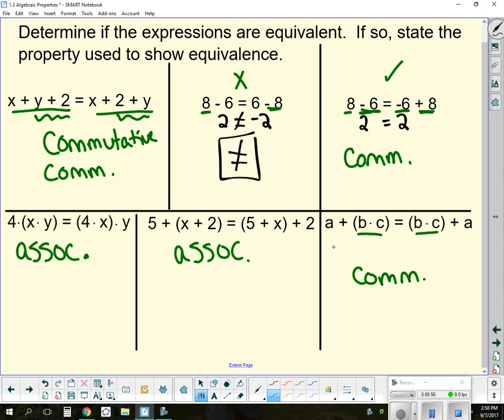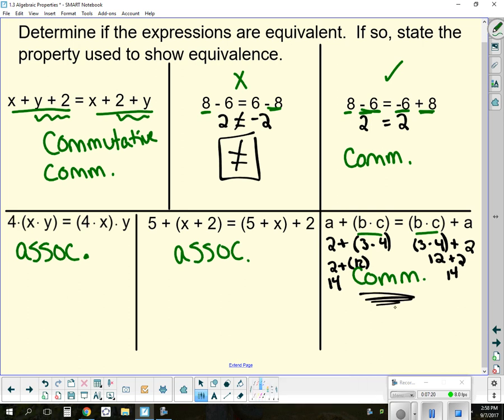Let's let a equal 2. Let's let b equal 3, just picking random numbers. And let's let c equal 4. So I have 2 plus 3 times 4 is 12. 2 plus 12 is 14. Over here, 3 times 4 is 12. 12 plus 2 is 14. So sure enough, they are equal, and it is commutative property of addition. So even though we had multiplication happening, it's the addition commutative property that is actually occurring.